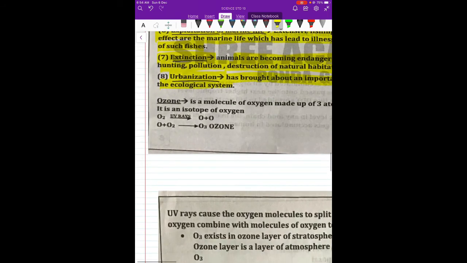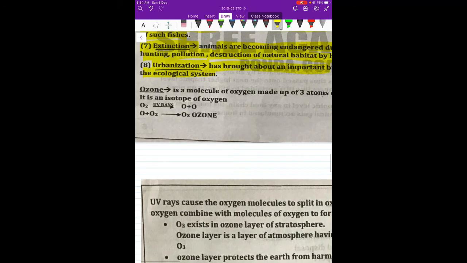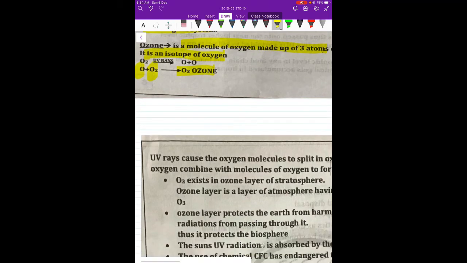Then comes a very important thing called ozone. So what is ozone? Ozone is a molecule made up of 3 atoms of oxygen. It is an allotrope of oxygen. So when one oxygen atom combines with one molecule of oxygen, it will form O3, which is called ozone.